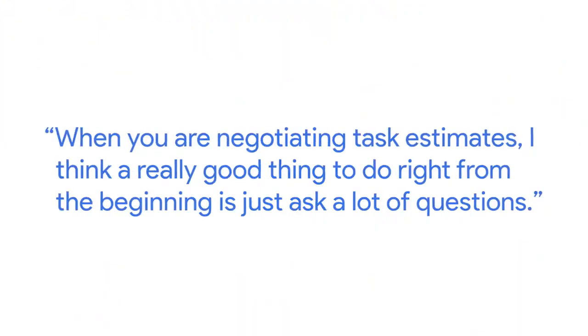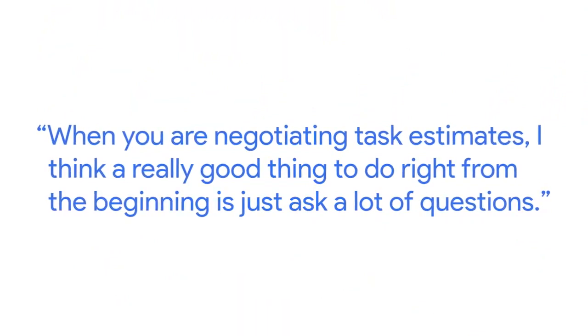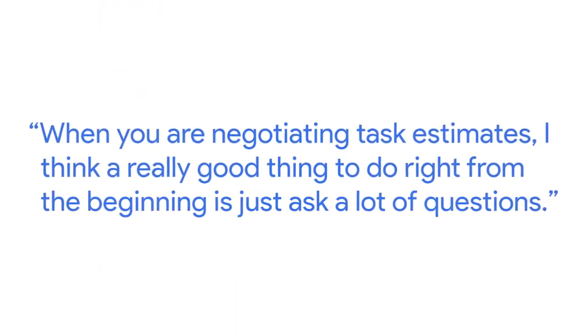So when you are negotiating task estimates, I think a really good thing to do right from the beginning is just ask a lot of questions. Just talk to different people on the team. Maybe you're even new to the team and you want to get some different experience from folks who've been on the team a little longer. And just try to figure out if there are any examples of past projects that are similar to the one that you're leading. Try to see if there are other projects that may be a little different but have a different timeline. I think that can really help in the beginning. Just ask a lot of questions and collect as much data and information as you can from the beginning.